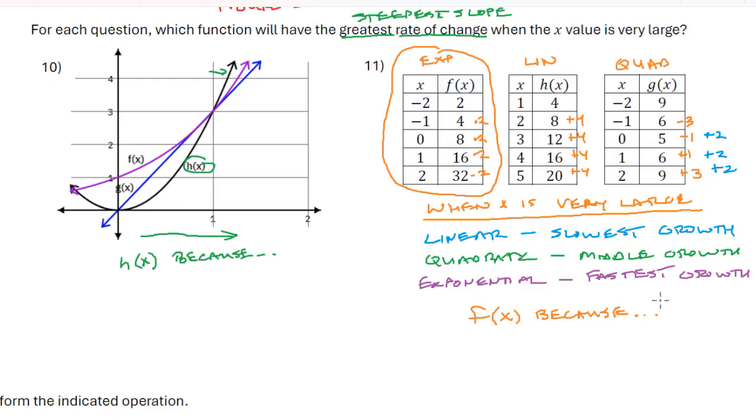F of x, because it is exponential, and exponential graphs or functions always have the fastest growth for large values of x. I'll say it one more time. F of x is the one with the greatest rate of change when x is very large, because exponential functions or tables or graphs always grow at the fastest rate at large values of x. So there we go. How to tell it graphically, how to tell it by a table. That is questions 10 and 11.